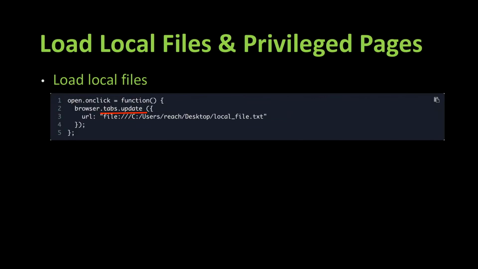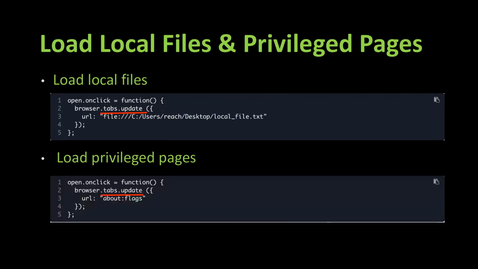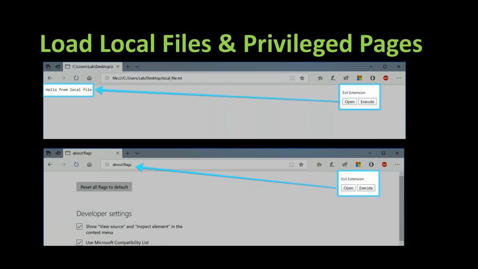So since we figured out the browser.tabs.create method was not working for us, the next method that I looked at was update. I tried the same thing with the update method, and somehow it worked for me. Once I figured out that I can load the local files, I wanted to load the privileged pages because they are also interesting, and that was also working fine. So here you can see, as soon as you click on the open button, the browser loads a local file for me and also a privileged page on Edge.